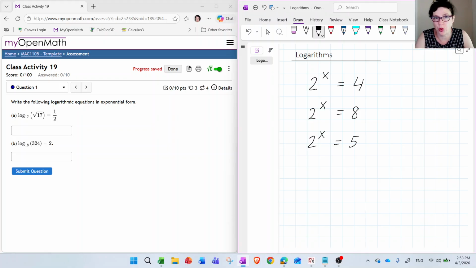And that's why this whole concept of logs is so important, because we do have to solve an equation like this quite often in practice also.